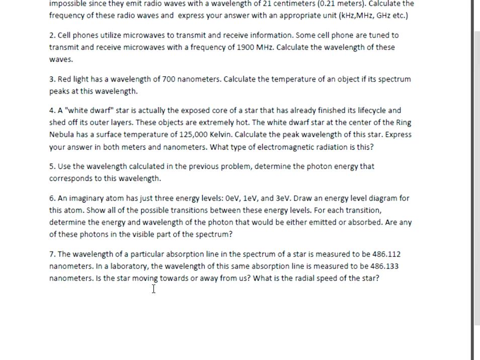An imaginary atom has just 3 energy levels: 0, 1 electron volt, and 3 electron volts. Draw an energy level diagram for this atom, show all the possible transitions, and then for each transition determine the energy and wavelength of the photon that would be either emitted or absorbed. And then, are any of these photons in the visible part of the spectrum?